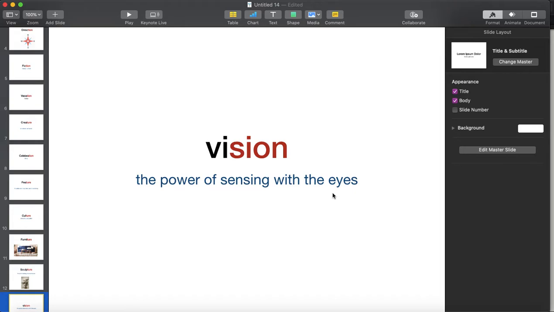Or it has a different meaning, like when you have a vision in your mind, you imagine things with your mind, like you have a vision for yourself in the future. You can imagine yourself becoming a famous football player. Or a vision is the power of sensing with your eyes that you can see. Okay, it's called vision. Final syllable, vision.